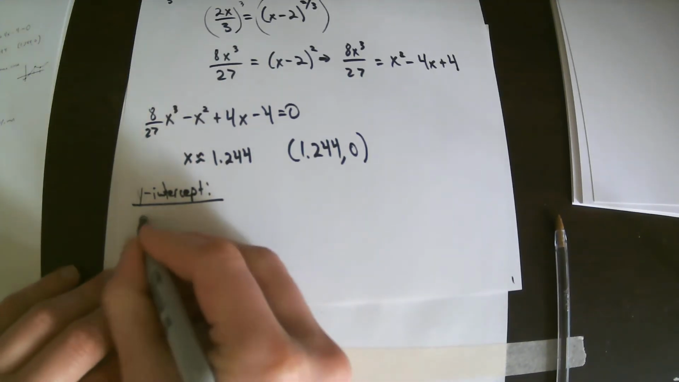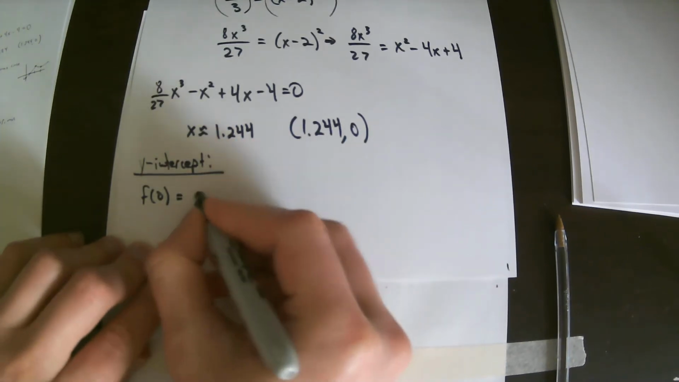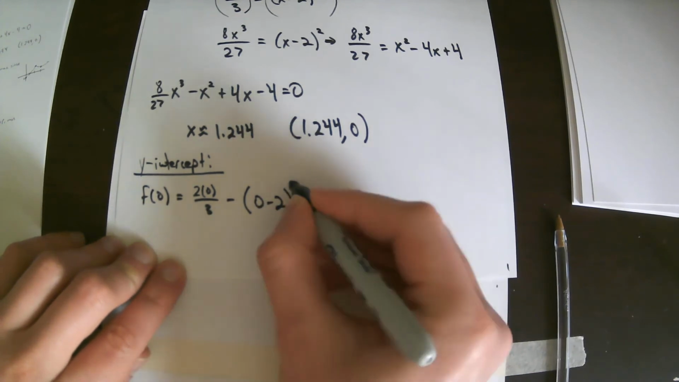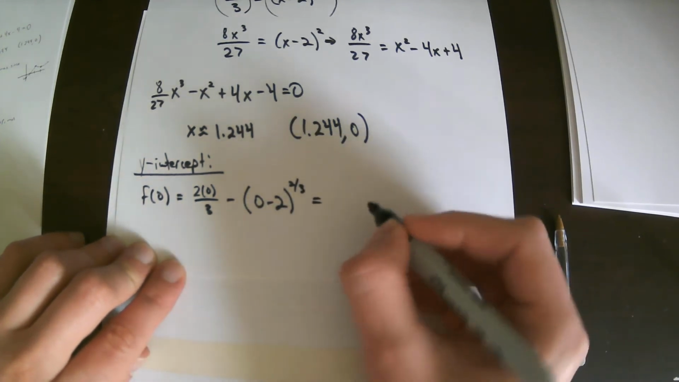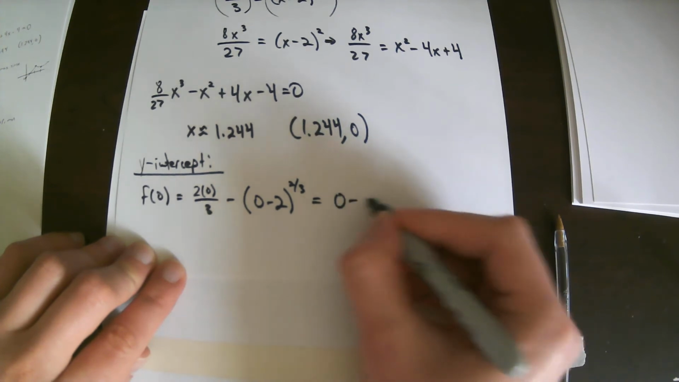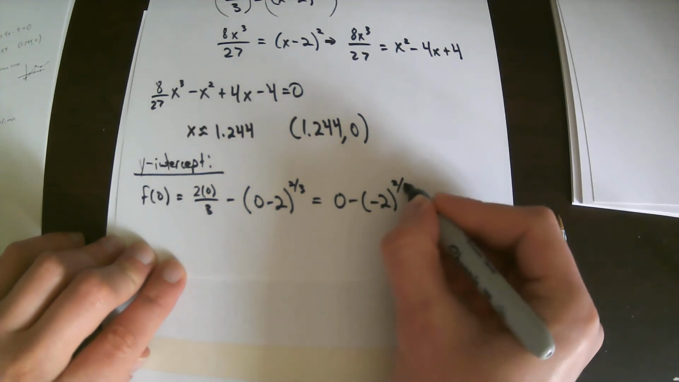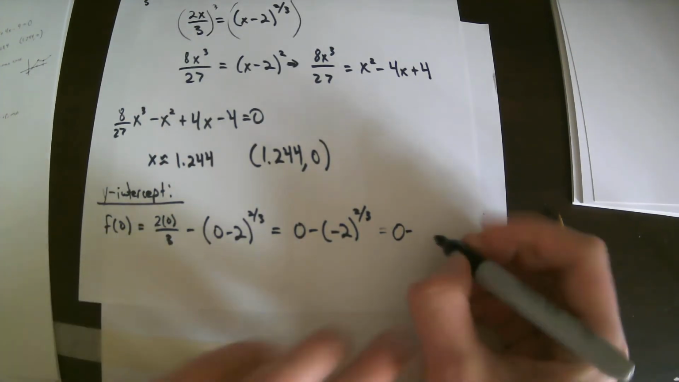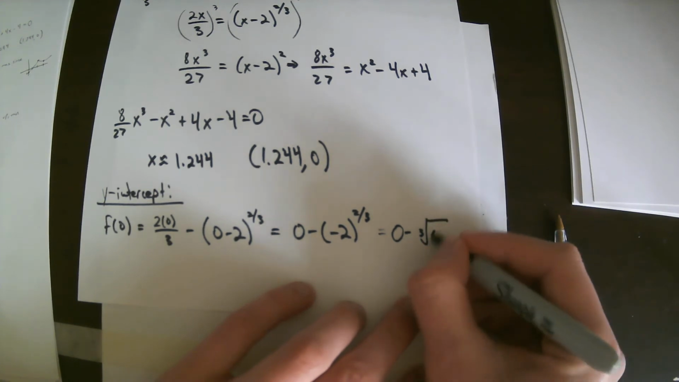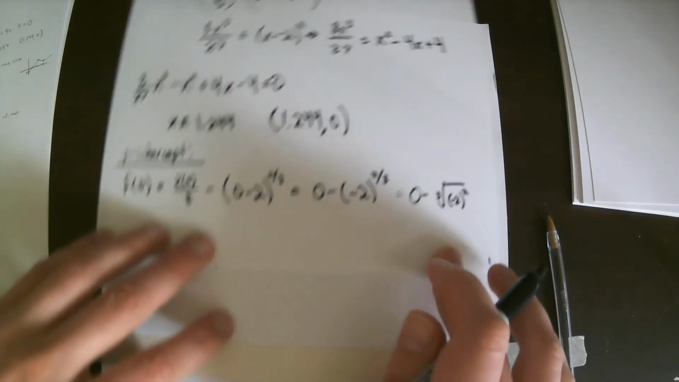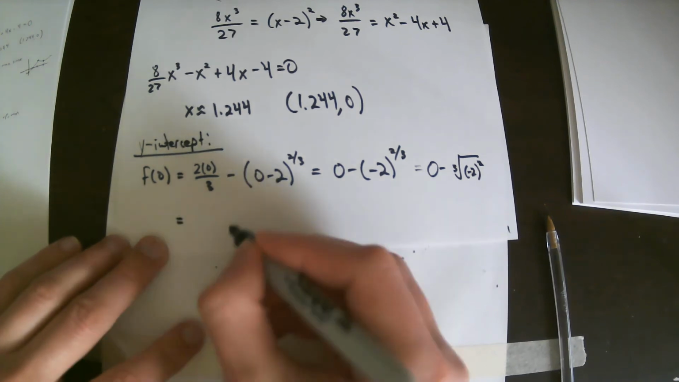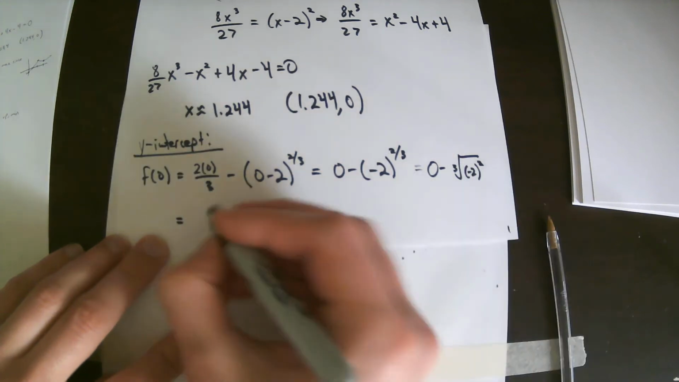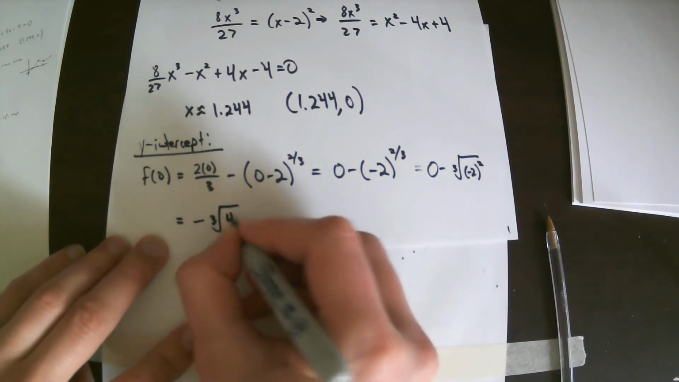so I'm going to plug in 0, so f of 0 is equal to 2 times 0 over 3 minus 0 minus 2 raised to the 2/3. That's going to be 0 minus negative 2 raised to the 2/3. That's the same as 0 minus the cube root of negative 2 squared. So squaring that's going to be a 4 in there, so we're just going to have negative cube root of 4.